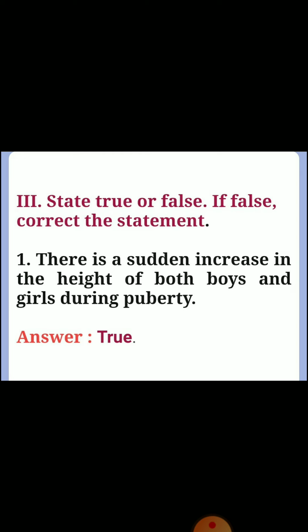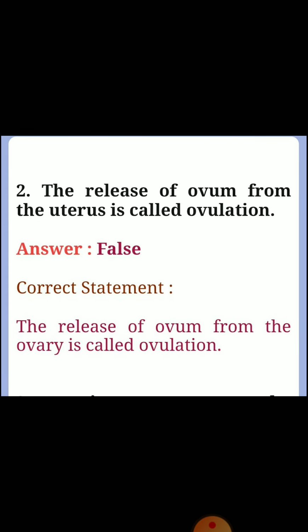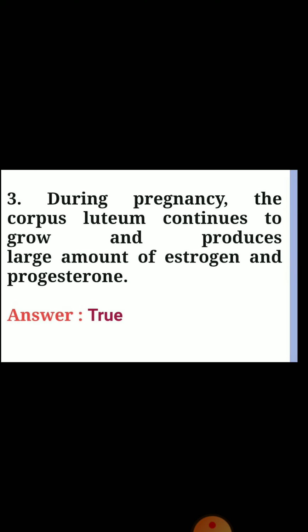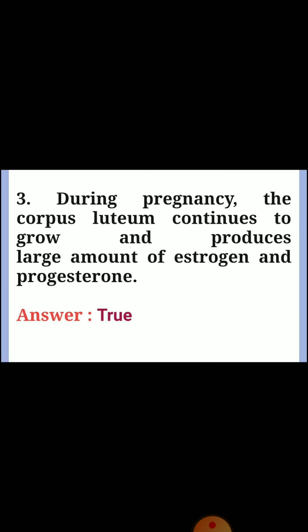First one, there is a sudden increase in the height of both boys and girls during puberty. Answer true. Second one, the release of ovum from the uterus is called ovulation. Answer false. Correct statement, the release of ovum from the ovary is called ovulation. Next, third one, during pregnancy the corpus luteum continues to grow and produces large amount of estrogen and progesterone. Answer true.